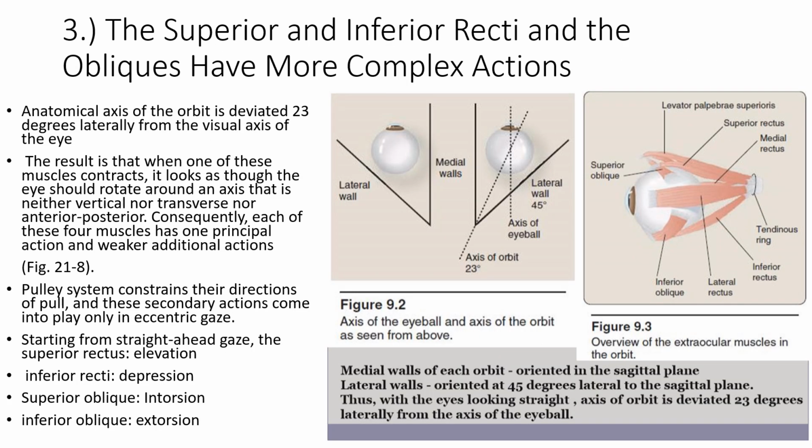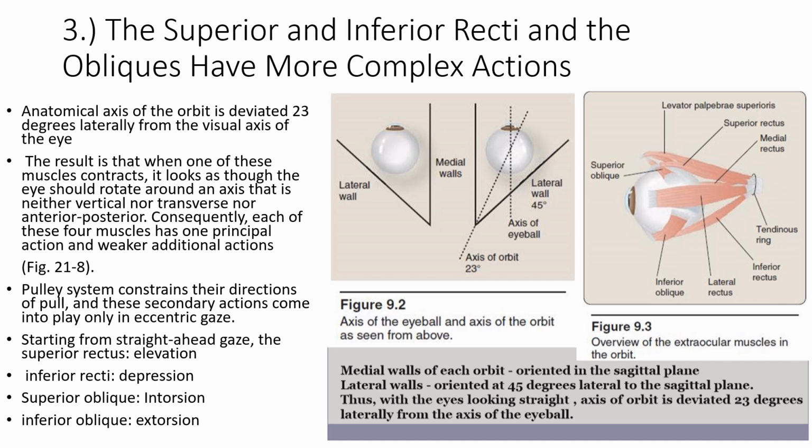The superior and inferior recti and obliques have more complex actions, so they're not so straightforward as our medial and lateral rectus. This is because, if you note the picture here, the anatomical axis of the orbit is deviated about 23 degrees laterally from what we see someone's eye to be. So the superior rectus, superior oblique, inferior rectus, and inferior oblique might not make that much sense when we're actually looking at the eye.